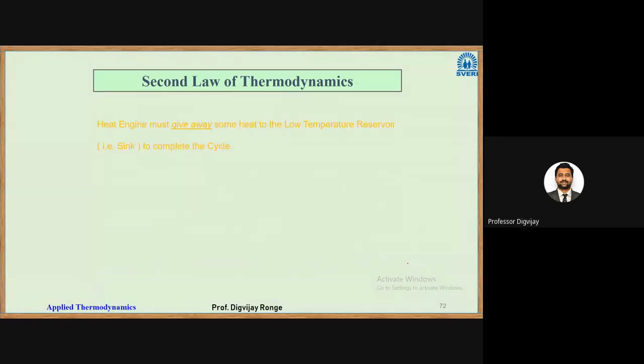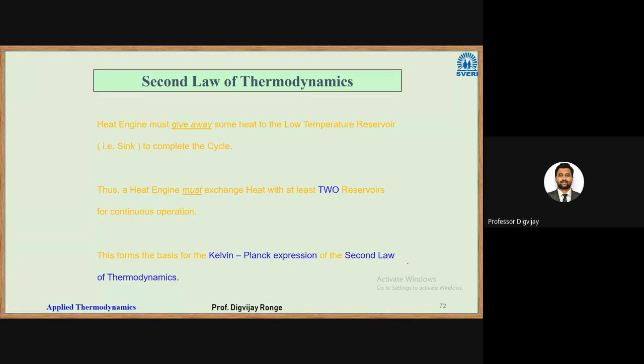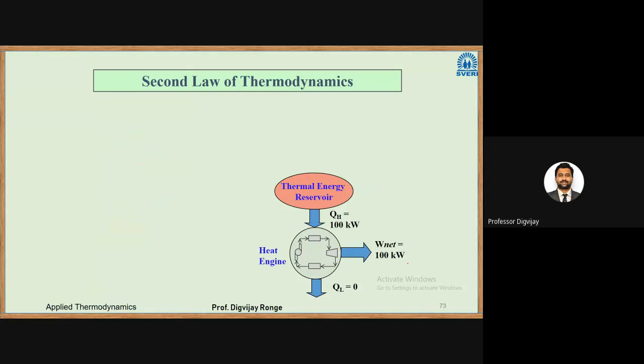Next, heat engines must give away some amount of heat to the low temperature reservoir to complete the cycle. Thus, the heat engine must exchange heat with at least 2 reservoirs for continuous operation. This forms the basis for the Kelvin-Planck expression of the second law of thermodynamics. What is the Kelvin-Planck statement?